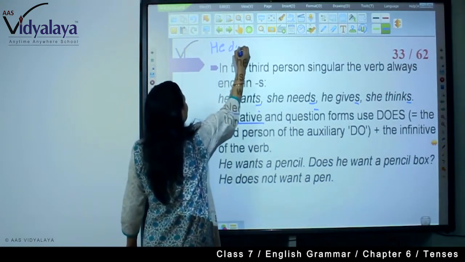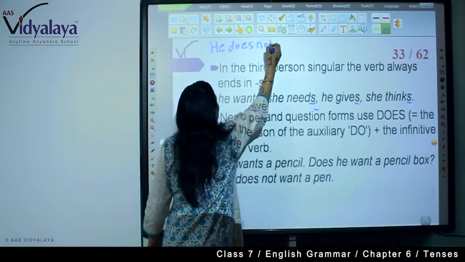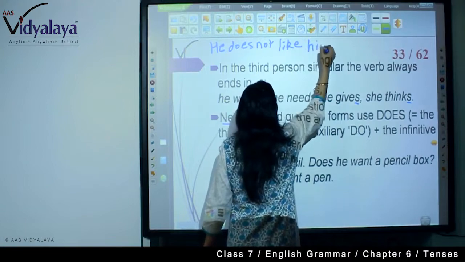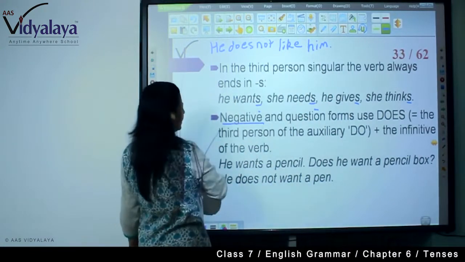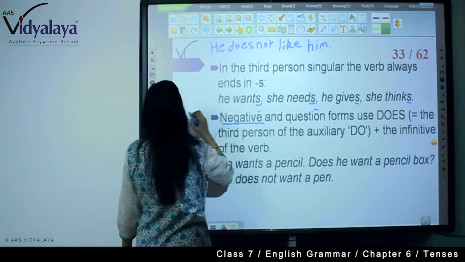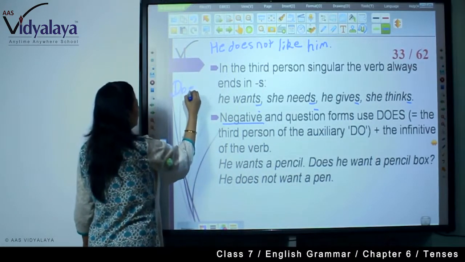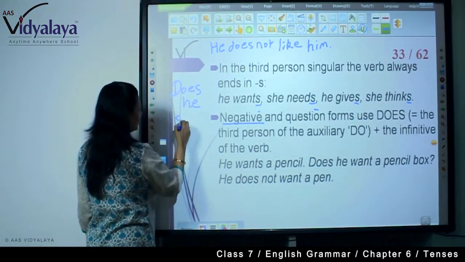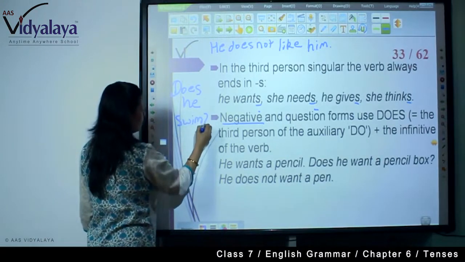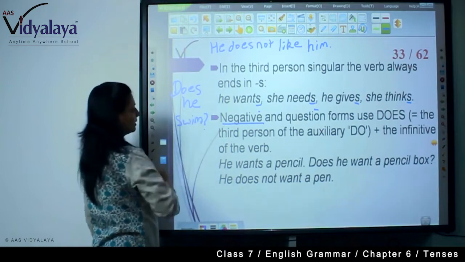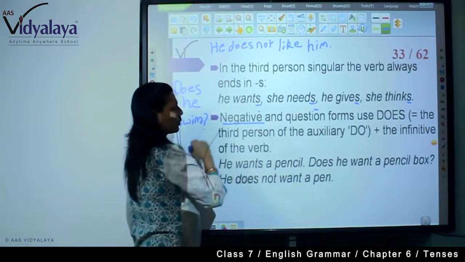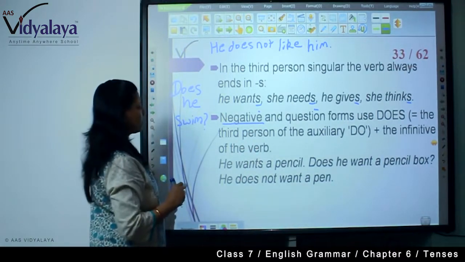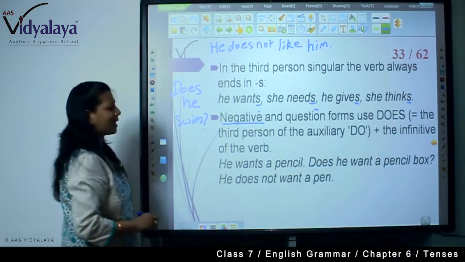He does not like him. Now, here you are saying does. Negative is here. Now, question: Does he swim? So, we have made questions with does, right? Does is the third person of the auxiliary do, and then the infinitive of the verb. So, here you are seeing swim and does.